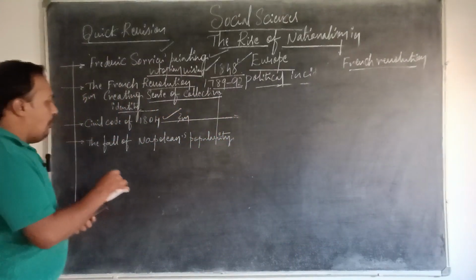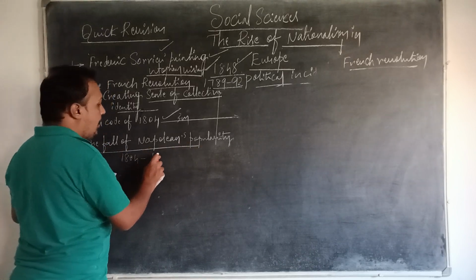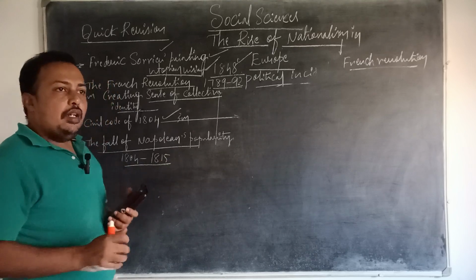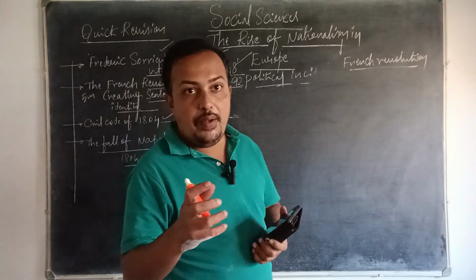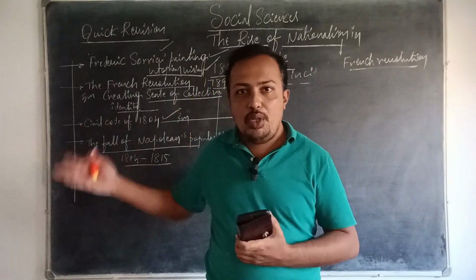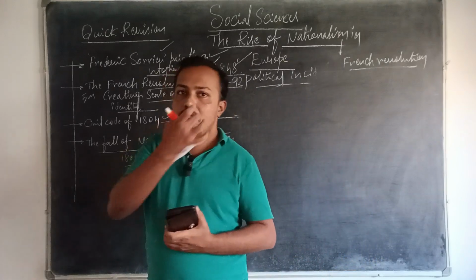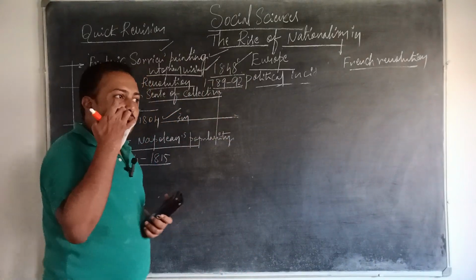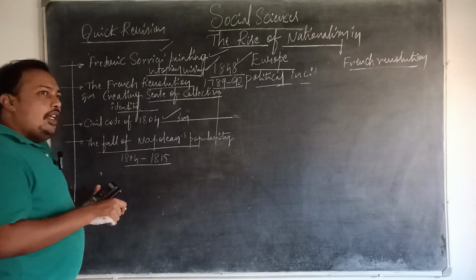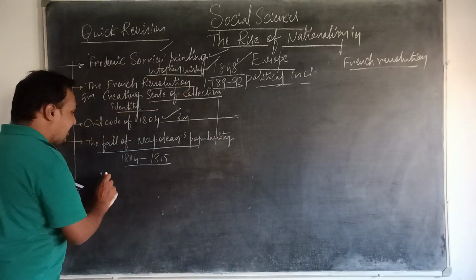Napoleon Bonaparte ruled from 1804 to 1815. You all know that in 1815 the combined force led by the British defeated Napoleon Bonaparte in the Battle of Waterloo. So what were the reasons for the decline of Napoleon's popularity? Number one, he imposed censorship and increased the taxation.